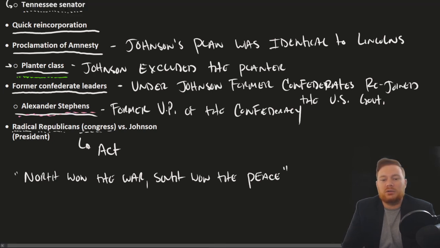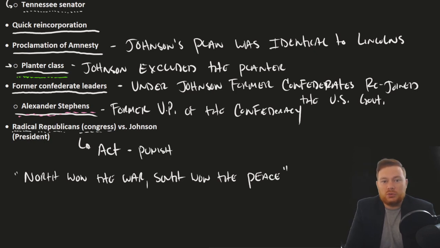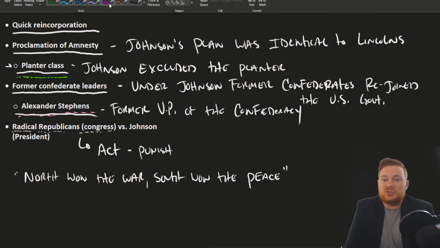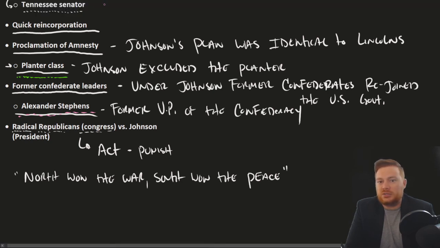Again, recall the radical Republicans, they want to work more to punish former Confederate leaders. And so really the story of Reconstruction in a lot of ways, at least just from a political element, just the politics of it, represents this division and this conflict between the radical Republicans on the one side and President Johnson on the other.